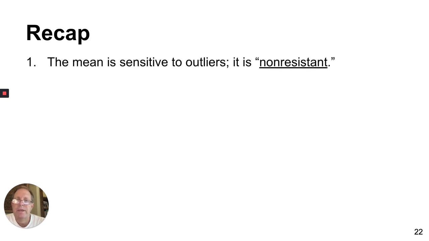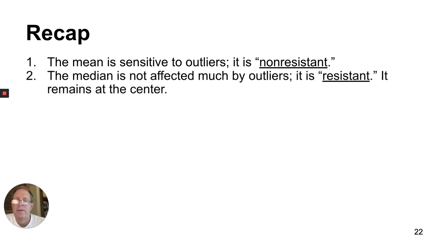Recapping. The mean is sensitive to outliers. It is non-resistant. That's the term we want you to use when we describe this. The median is not affected much by outliers. It is considered resistant. It remains at the center.